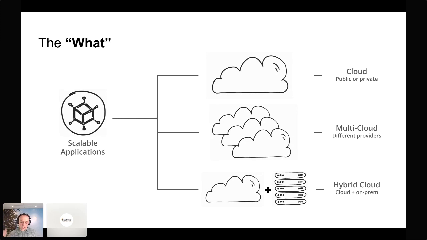So that's multi-cloud. And then there is the last thing that people often confuse with multi-cloud, which is hybrid clouds. And hybrid cloud is a different kind of thing. It's almost the same as multi-cloud, but not really. It is a cloud plus on-prem services.